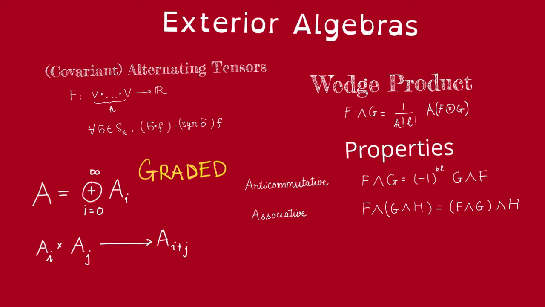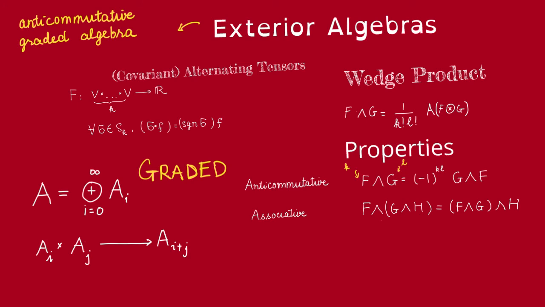Now, this multiplication is anti-commutative, which means the following: if f is a k tensor and g is an l tensor, then f wedge g is not going to be equal to g wedge f. They're going to differ by a sign, so plus or minus g wedge f, and the sign is determined by this product of k and l.